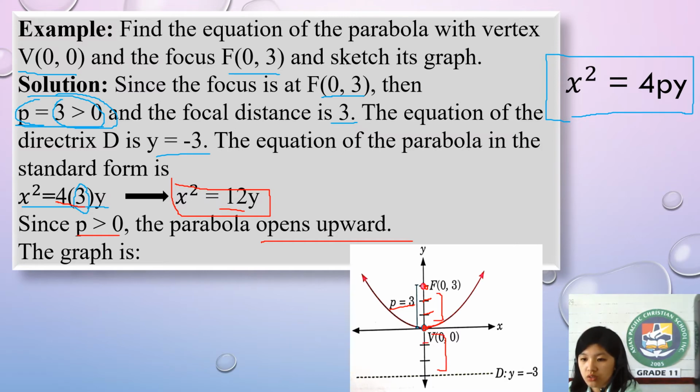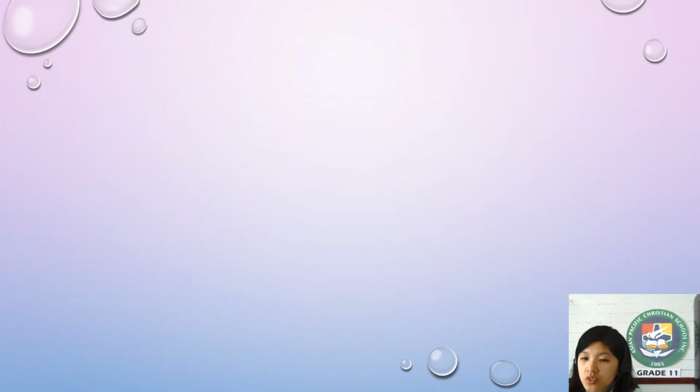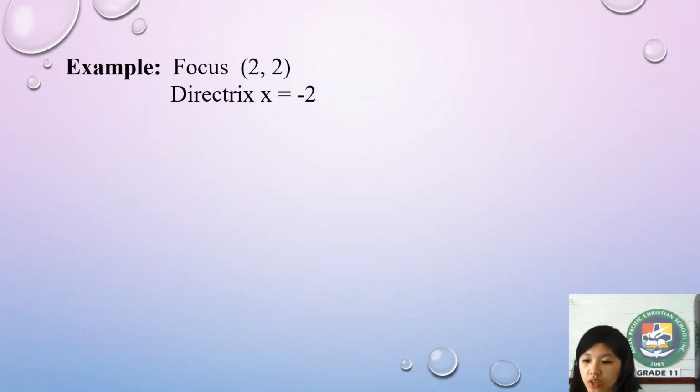So, 1, 2, 3. O, saan siya nag-touch? Sa negative 3. Kaya ang ating directrix ay negative 3. Ayan, napansin nyo? Dito siya. Ayan. So, ito niyan yung ating graph.